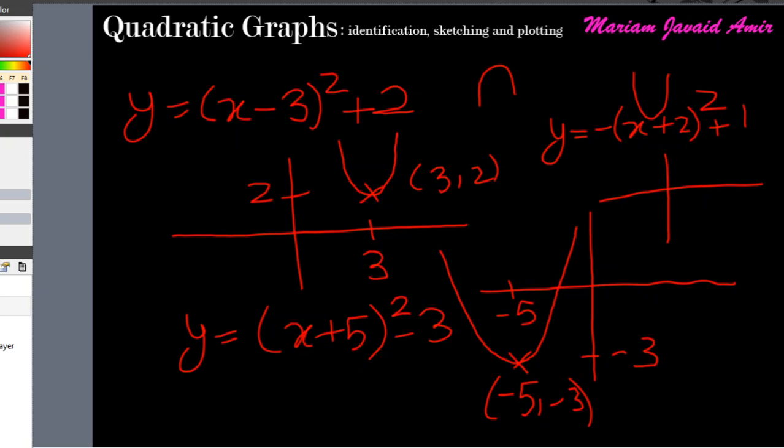The root will be, when we equate this to 0, we'll get x equals -2, and +1 will move the graph 1 unit up, and it will be an inverted U-shaped graph. So something like this, inverted U, which will be passing through the point -2 and 1.